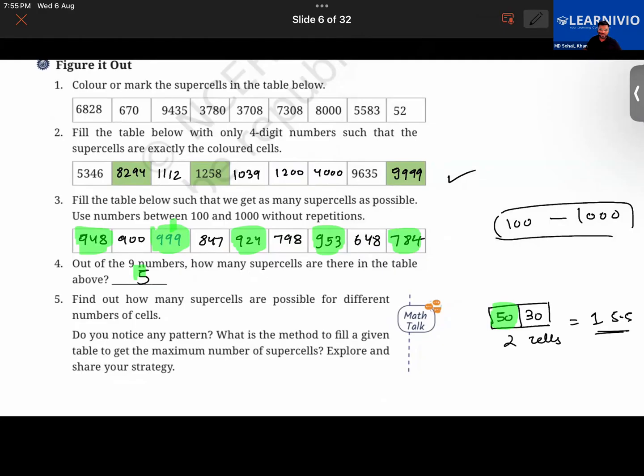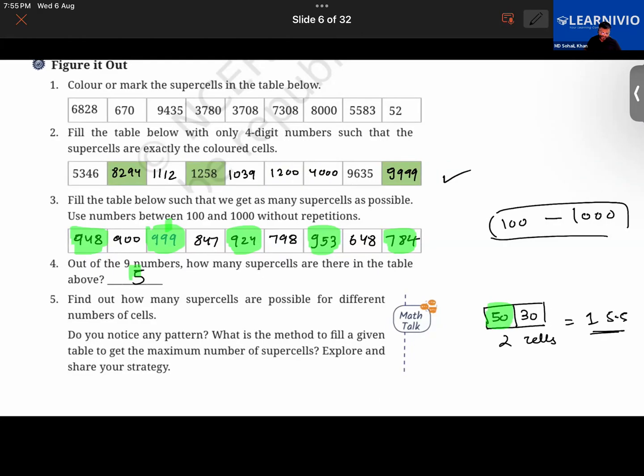Look, question number 5 here says that find out how many supercells are possible for different number of cells. Cell here is basically being referred to the boxes. So there are 2 boxes meaning 2 cells. So in 2 cells, there's possibility of only one supercell now. Out of the 2, only one of the number could be bigger. Both can't be same.